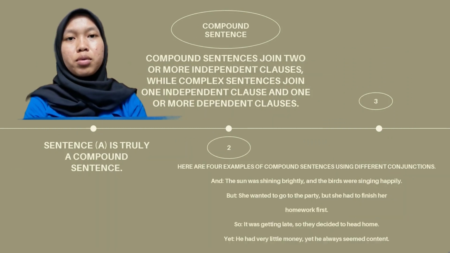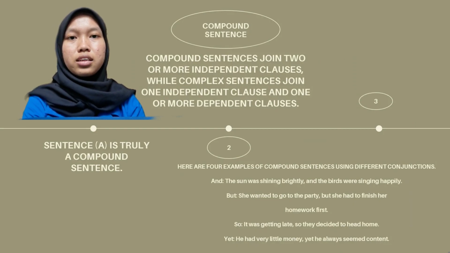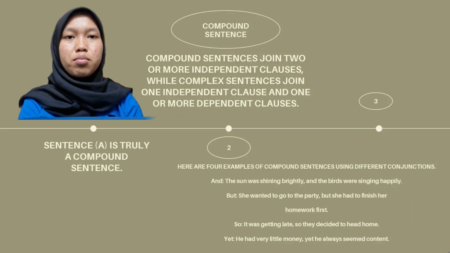Study case 3, compound sentence. Sentence A is truly a compound sentence. Sentence A: the manager approved the proposal but the director rejected it. It's a compound sentence because it joins two independent clauses.